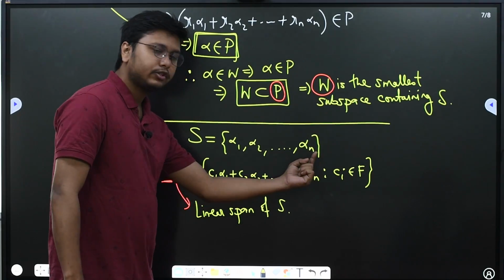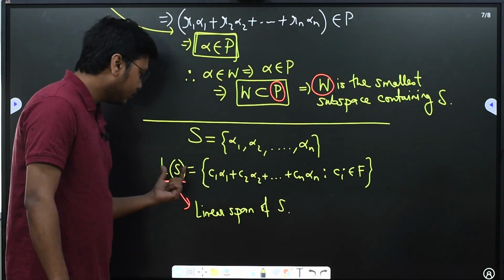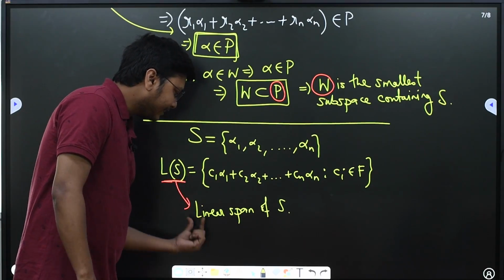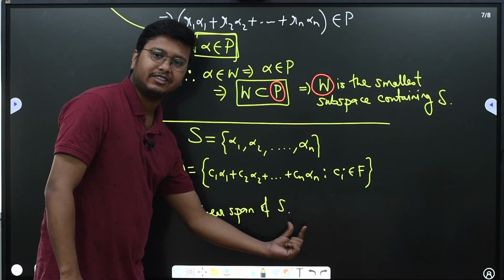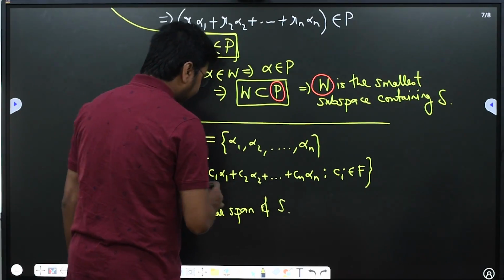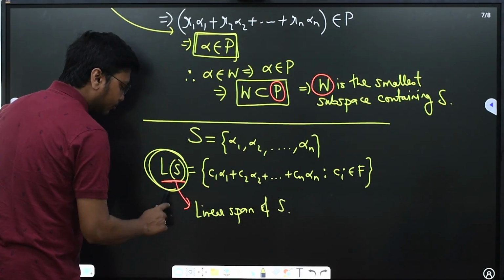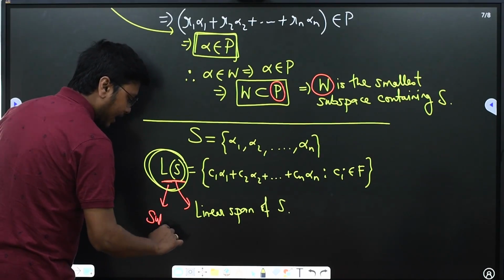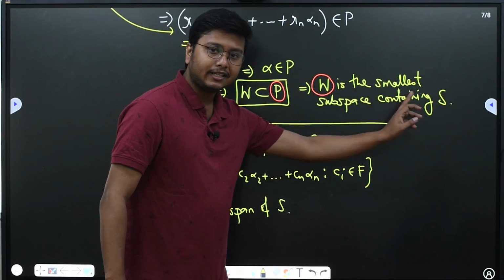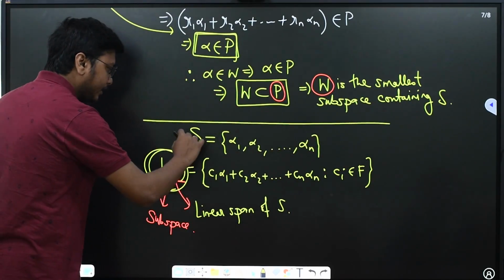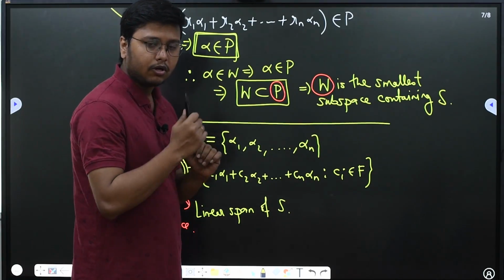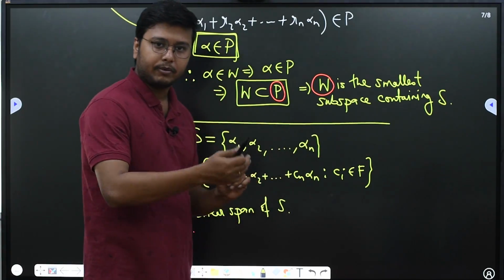So the linear combination of elements of any set is going to be written as L of that set, where L of that set implies the linear span of that particular set. And we have already shown that this L of S forms a subspace, and not just any subspace, it forms the smallest subspace containing the S set. So this is the abbreviation which we are going to follow from the next topic onwards.